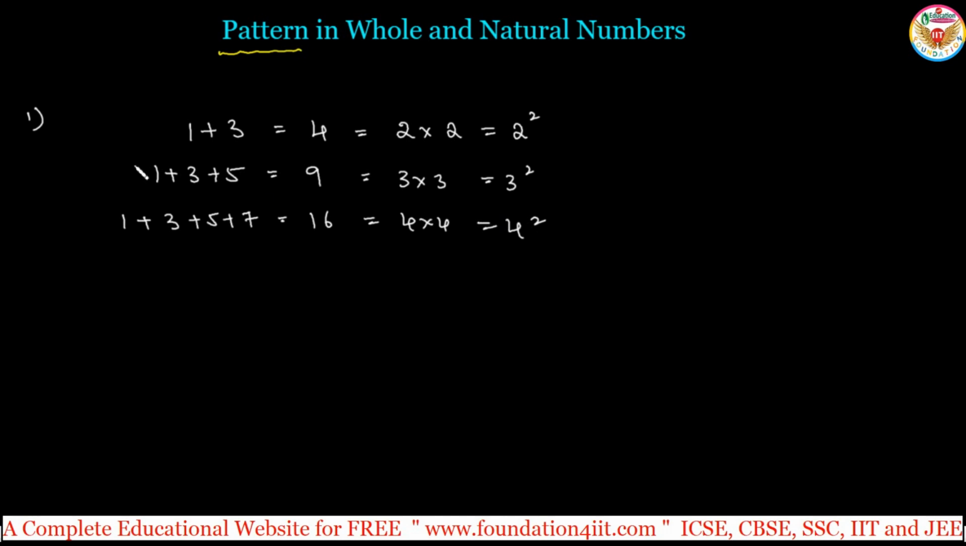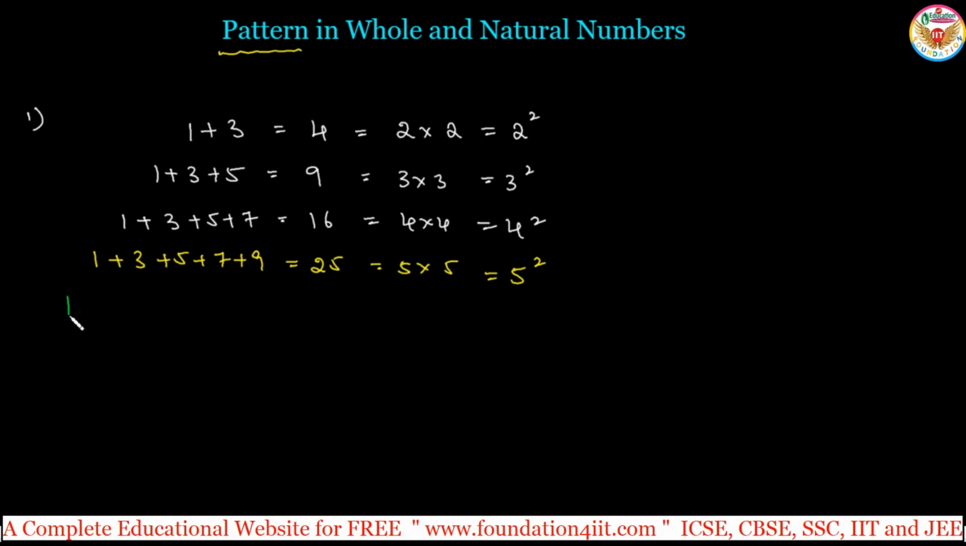So by observing this, can you identify the next ones without adding? 1 plus 3 is 4, 4 plus 5 is 9, plus 7, 16. Instead of adding, just by observing, we can do it like this. 1 plus 3 plus 5 plus 7 plus 9 means addition of odd numbers. How many odd numbers did you add? 5 odd numbers. That becomes 5 square, because it is 25, that is 5 into 5. Now this is the pattern here.